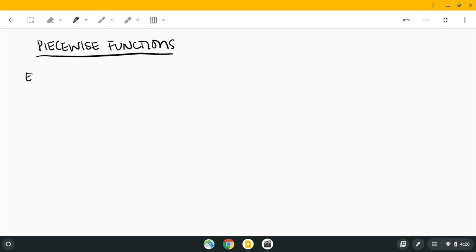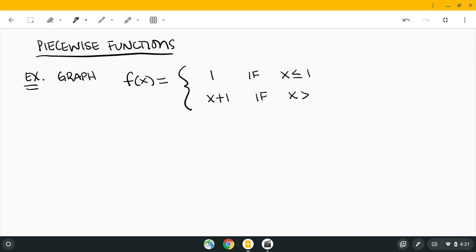Okay, so let's take a look at this one. We'll start off a little simple just so you get the idea first before we get into more complex graphs. Suppose that I have this piecewise function. If you remember, a piecewise function is a function defined by more than one function. Let's suppose that you have the constant function f of x equals 1, which is just a horizontal line at 1, but you have this if your x is less than or equal to 1. And then you have this function if x is greater than 1.